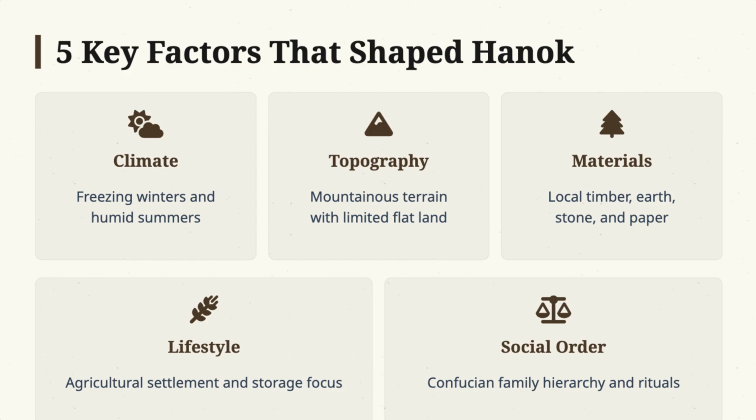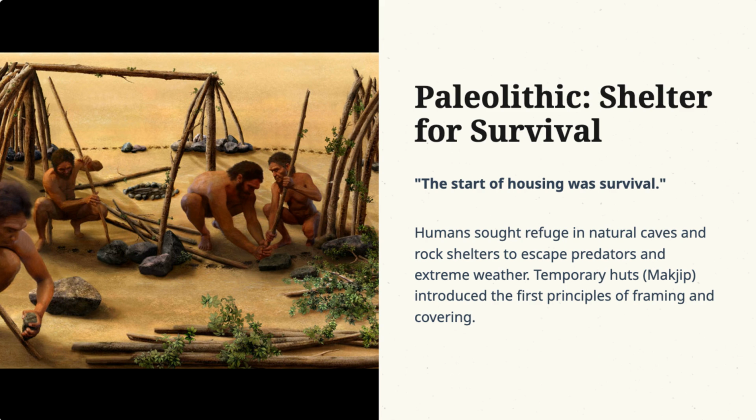The fifth was social order. During the Joseon dynasty, family structure, social status, gender roles, and ritual practices were all reflected in the layout of the house. For people of the Paleolithic age, a house was not yet a completed architectural structure. The most important thing was finding a safe place to protect the body from rain, wind, cold, and wild animals.